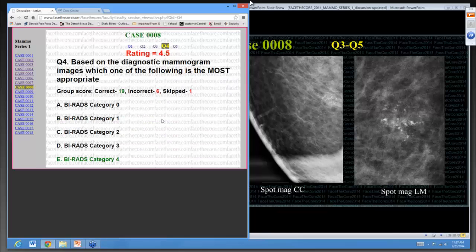Based on the diagnostic images, which one of the following is most appropriate? And majority of you got this right, BI-RADS category 4. We want to biopsy it, and we can biopsy it by stereotactic guidance. If it's amenable for a stereotactic biopsy, that would be the correct answer choice. And stereotactic biopsy limitations is that if it's located too far posterior to the chest wall or too anterior close to the nipple, those are some limitations of stereotactic biopsy.